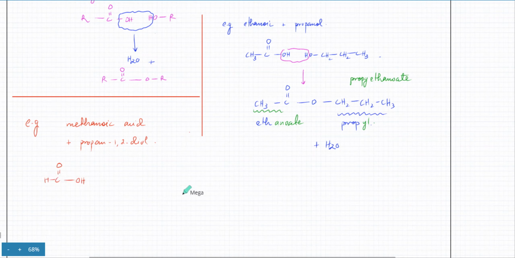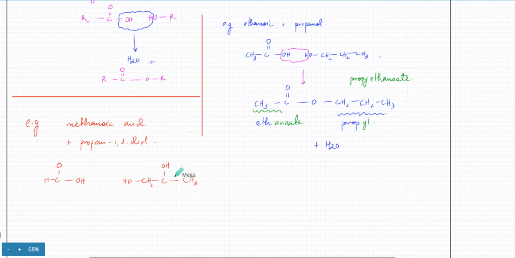So that is methanoic acid with one carbon atom, and you have propan-1,2-diol. That means there's going to be an OH on the first carbon atom and an OH on the second carbon atom. The rest would be hydrogens, and three hydrogens are over here. So this is propan-1,2-diol.